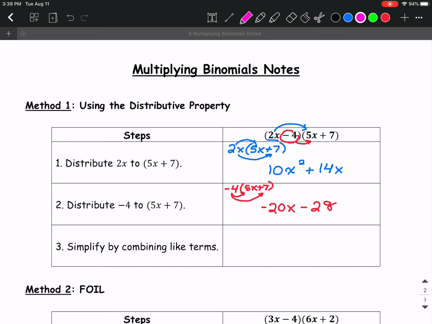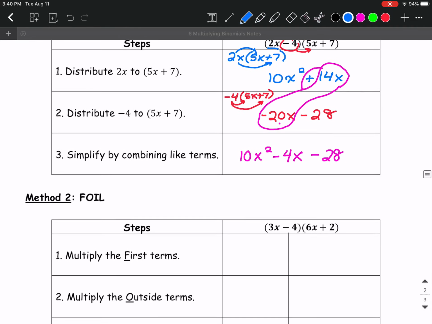Our final step is to combine like terms. And notice we have a 14x over here and a -20x down there. So we keep our 10x squareds. A -20x plus 14x is a -4x. And we still have -28 hanging out down here as our constant. And we have finished. We have multiplied our 2 binomials. So that's method 1. Let's look at the next method.